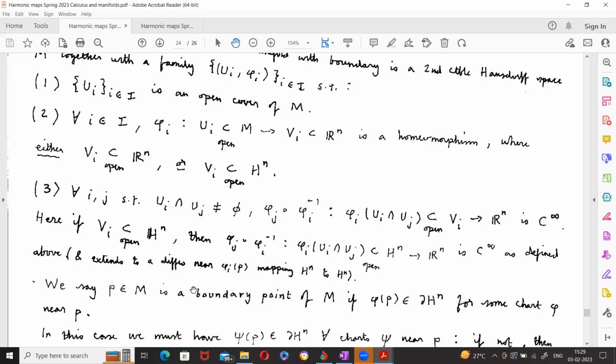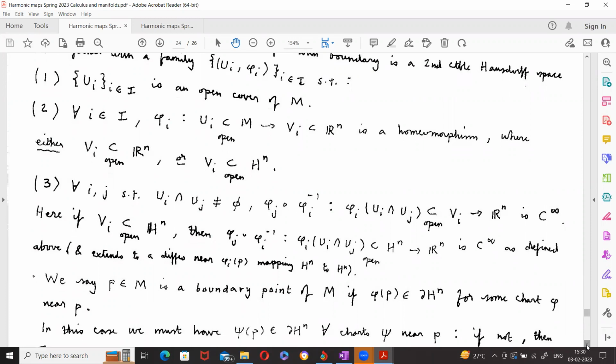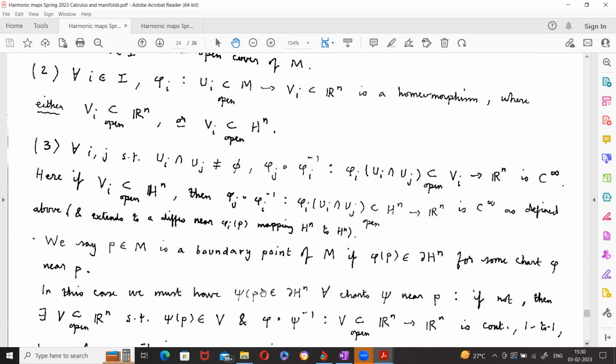So then we say that P, a point in M, is a boundary point of M if phi of P belongs to the boundary of Hn for some chart phi near P. It turns out that actually this is independent of the choice of chart, that if P maps to the boundary of Hn for some chart phi, then it maps to the boundary of Hn for all charts psi.